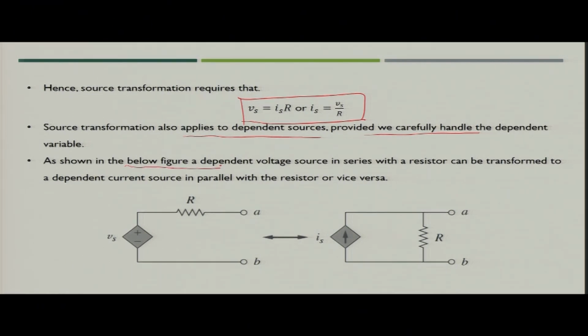Now, let us see the circuit below. As we saw in the previous case, in this case also you can establish the relationship that if a voltage source is in series with resistance R, it can be represented equally as a current source in parallel with resistance R. So, in this case the voltage source would be a dependent voltage source, similarly the current source will also be a dependent current source, and the relationship between these two should be established in such a way that the dependency of these sources is intact.